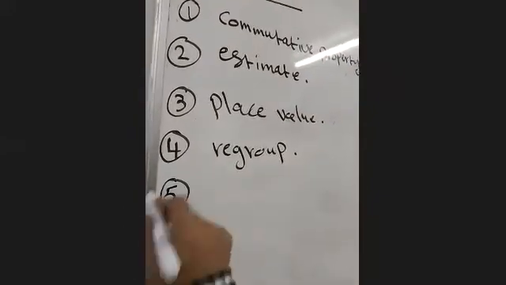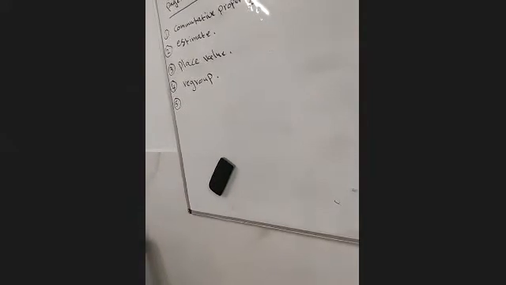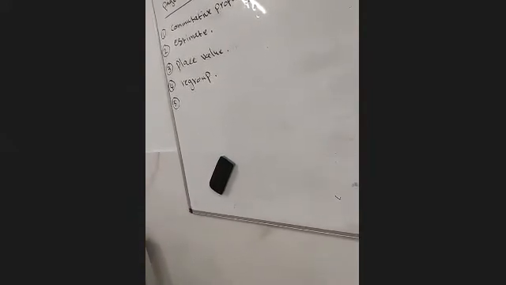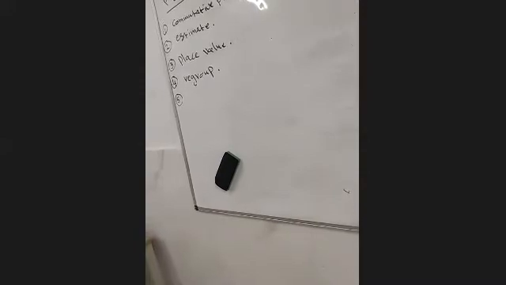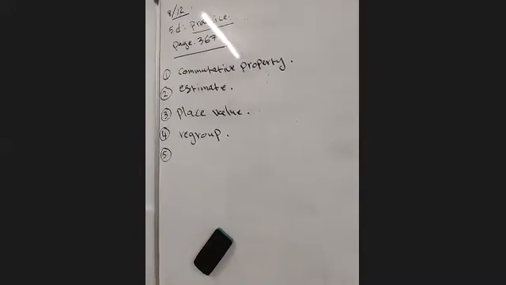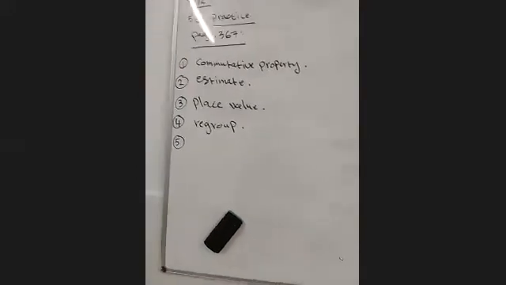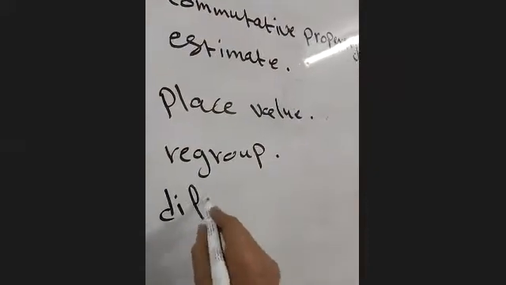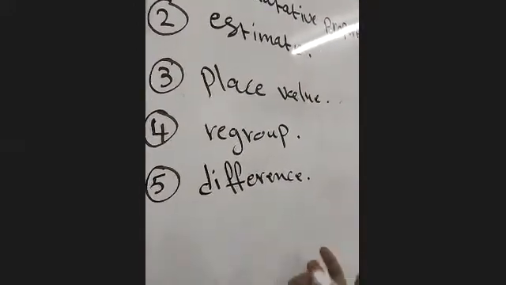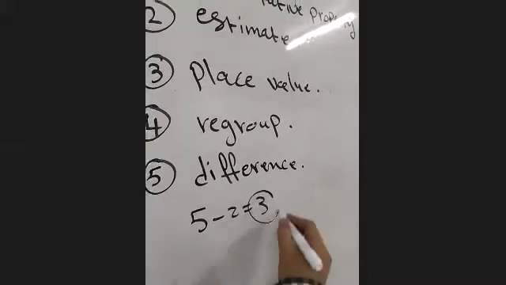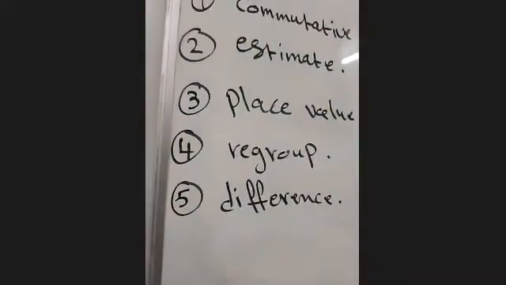Question 5. Read. Subtracting results in finding the blank between two numbers. When we subtract two numbers, what are we finding? The difference. The difference means the answer of the subtraction. 5 minus 2 equals 3. 3 is the difference between 5 and 2. Got it?